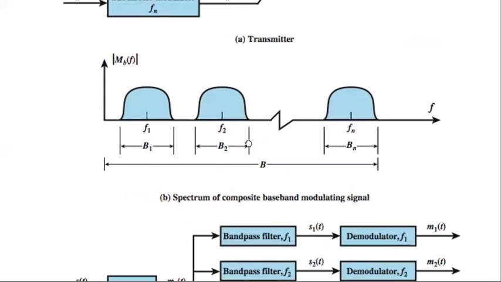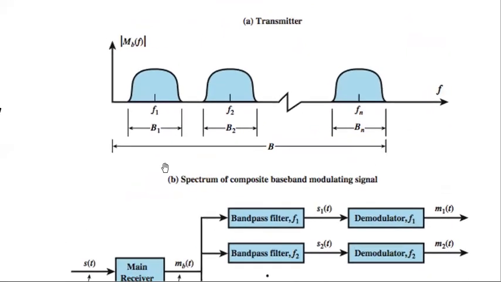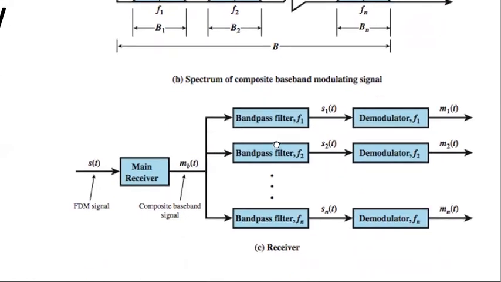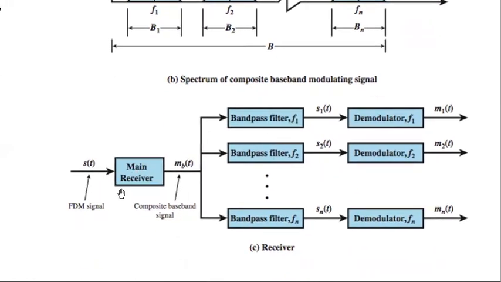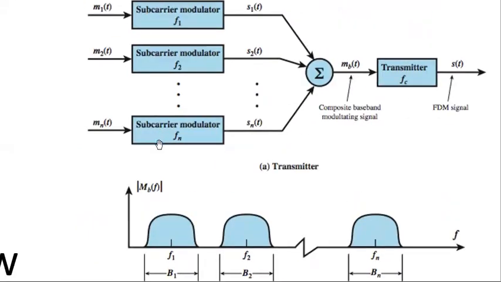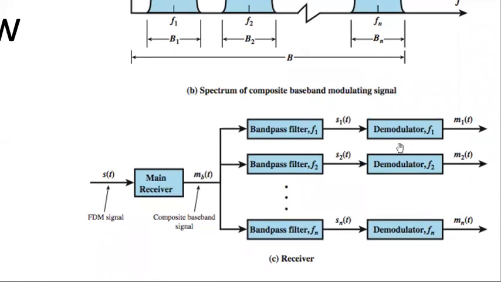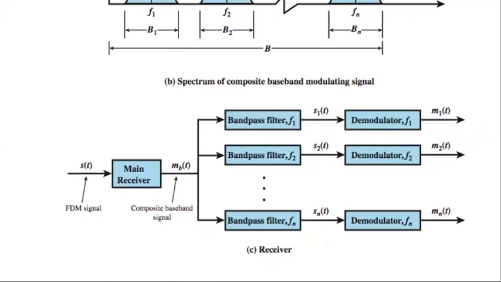Next, different frequencies are assigned. This diagram shows the composite baseband modulating signal. Once the signal is received by the receiver, the composite baseband signal is passed to different filters. We have F1, F2, and so on, the different frequencies we had assigned, and again they need to be demodulated, so we need a demodulator.